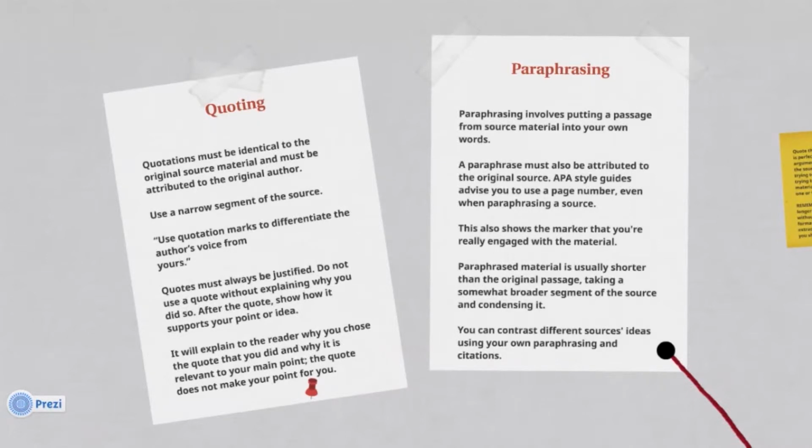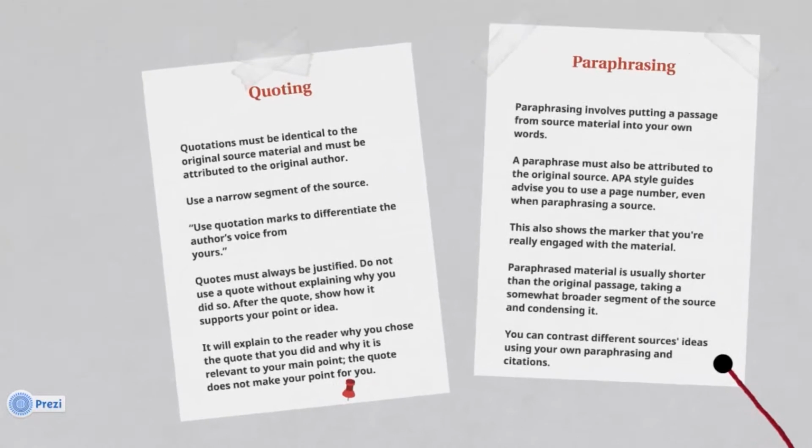So now let's take a look at the 2 ways that you can use source material in your own writing, namely quoting and paraphrasing. The difference being whether you are using exactly your source's words or using your own words.